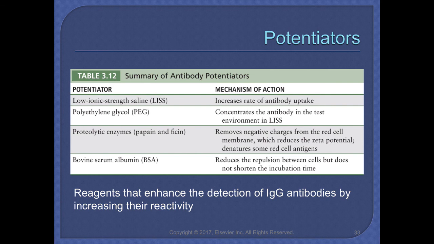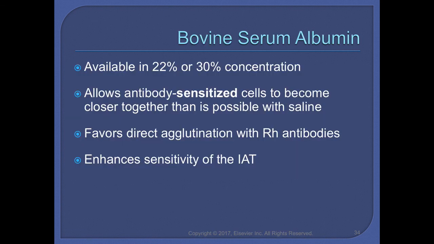So the agglutination reactions are going to be very different after you treat your cells with proteolytic enzymes like papain or ficin. BSA is bovine serum albumin, and this reduces the repulsion between cells, but it does not shorten the incubation time. Okay, bovine serum albumin.